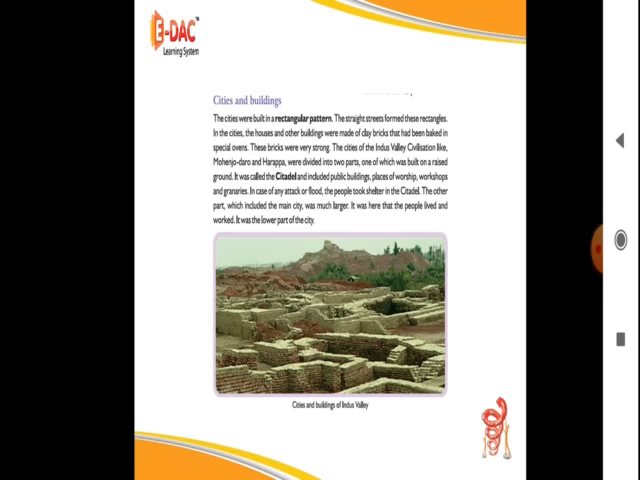The other part, which included the main city, was much larger. It was here that the people lived and worked. It was the lower part of the city.